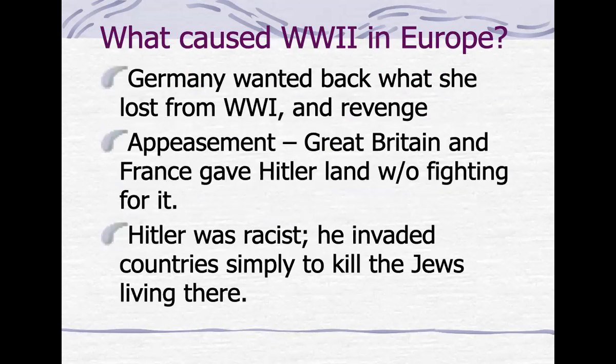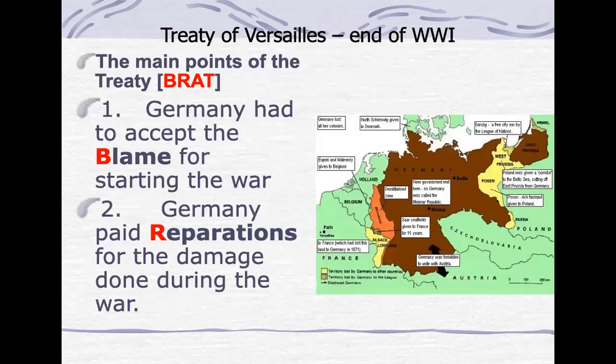So what caused World War II in Europe? Germany wanted back what she had lost from World War I, and revenge. Appeasement: Great Britain and France gave Hitler land without fighting for it. Hitler was a racist. He invaded countries simply to kill the Jews that were living there.